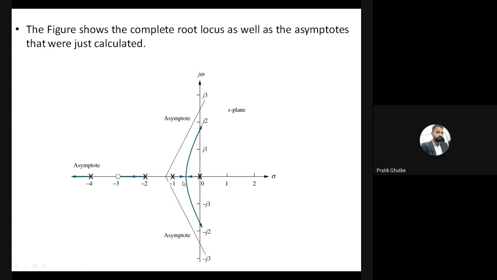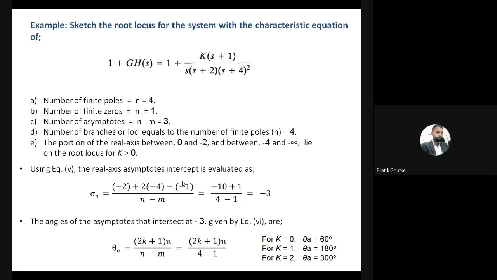So now calculate the break-in or breakaway points. For that, I have to take the characteristic equation, 1 plus G(s) into H(s) equals 0. The numerical for sketching the root locus of the system has the characteristic equation 1 plus G(s) into H(s).